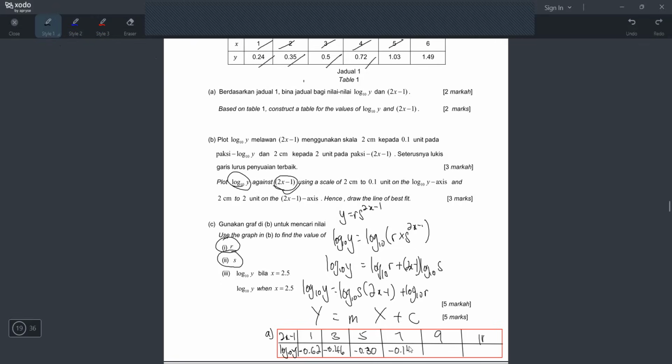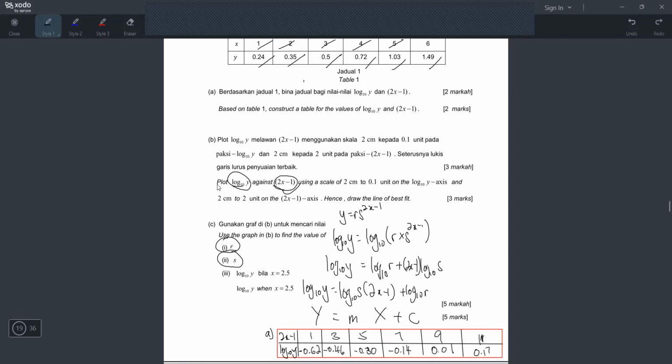By the way, remember to write two decimal places, because later you have to sketch the graph. When we sketch a graph, we always write two decimal places only. Don't write too many, because it's hard to plot later. Log 1.03, 0.01. And then the last one is log 1.49, but make sure it is base 10, 0.17. Okay, so this is my table. Now I can proceed.